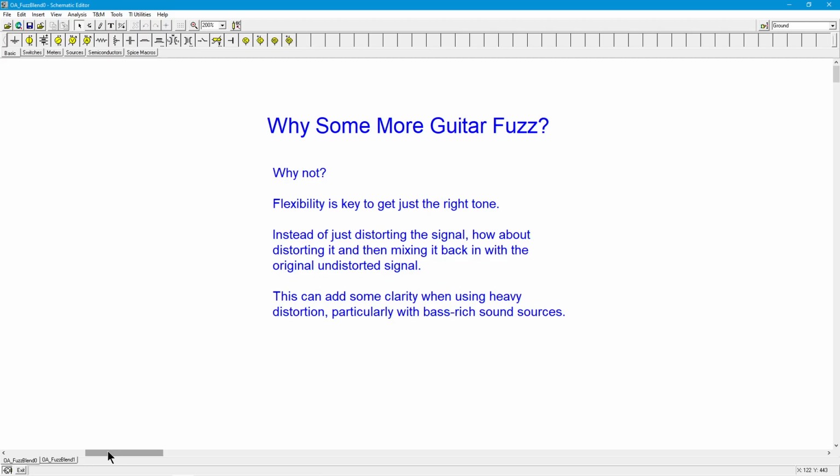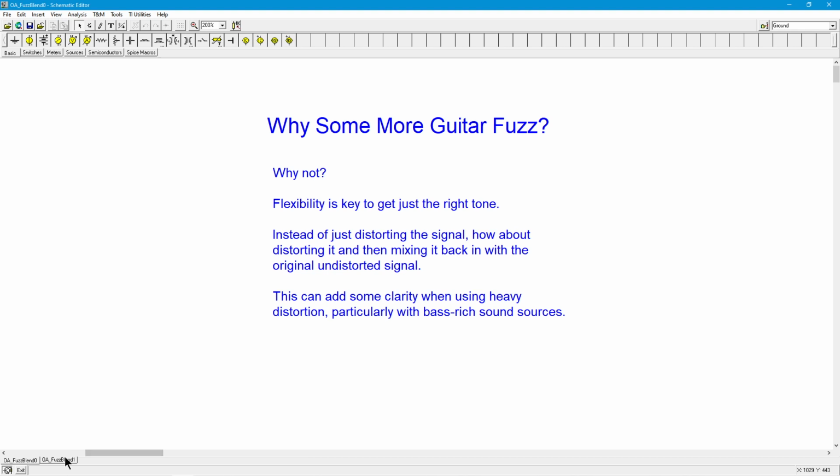You can actually get more clarity in the sound if you have something that is low-frequency heavy, bass rich. Some bass players will use distortion, but if you use heavy distortion on a bass, the heaviness of it kind of goes away and it's all distortion harmonics. So by mixing that original signal back in, you can get a different kind of quality. So that's what we're going to look at.